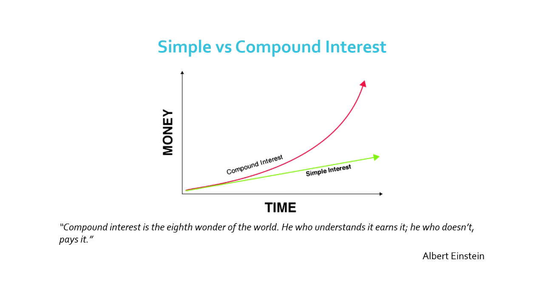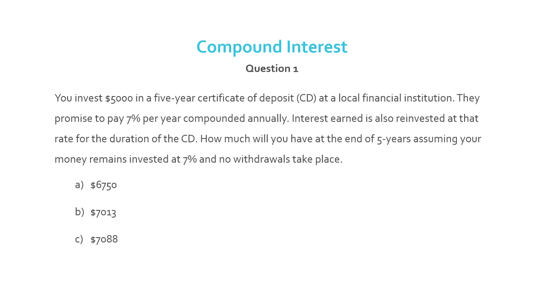Let's first compare simple and compound interest before we move into the questions. As you can see, simple interest monetary balance increases at a constant rate, whereas the compound interest increases at more of an exponential rate. As we move out in time here, let's imagine this was time equals 5 years, our compound interest amount diverges substantially away from our simple interest amount. So that's the power of compounding. And a bit of a quote there: compound interest is the 8th wonder of the world. He who understands it earns it, he who doesn't pays it. By Albert Einstein. So moving on to our first question.